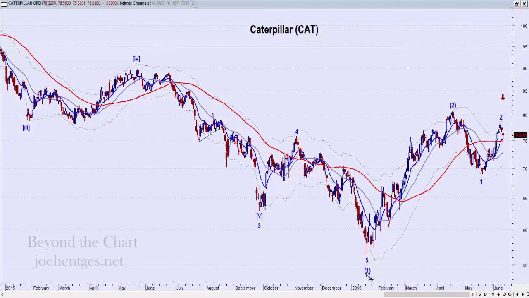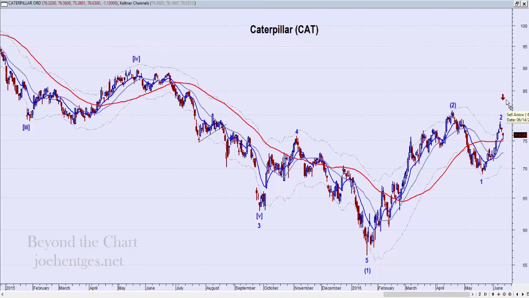So here's where I've got this intermediate wave 1, then we've got this 2 pullback, and now it looks like a little 5-wave structure of minor wave 1 and a 3-wave 2 pullback. So that fits the scenario of 5, 3, and now what I'm expecting is another 5-wave and for this to start coming down.